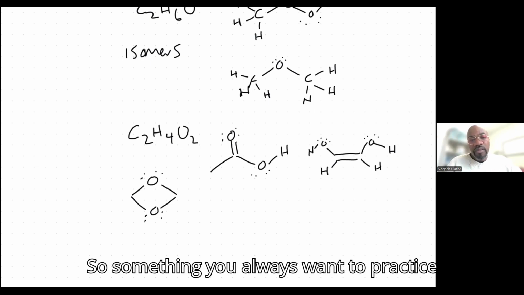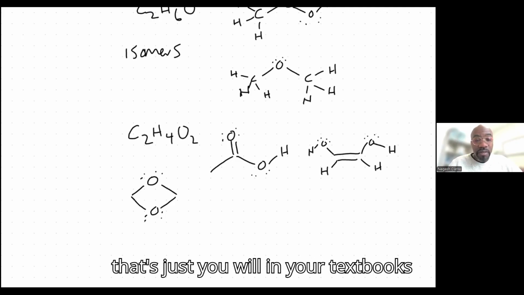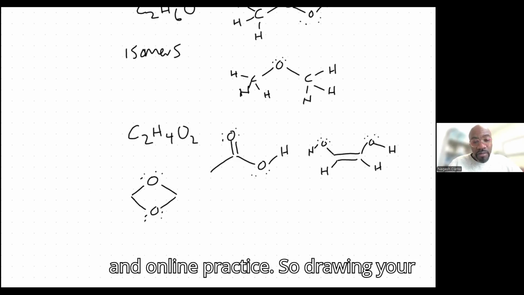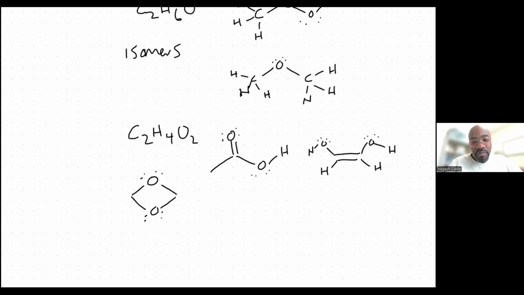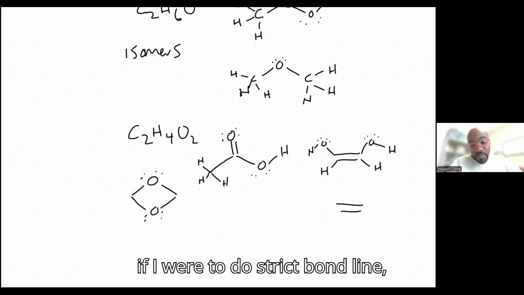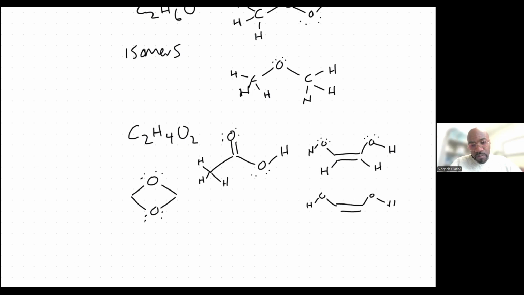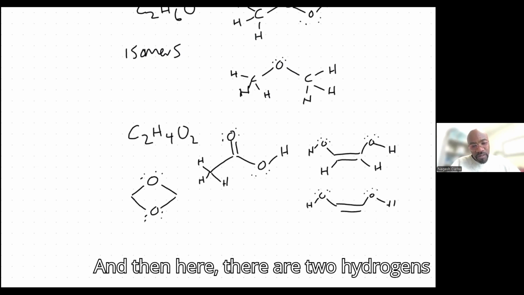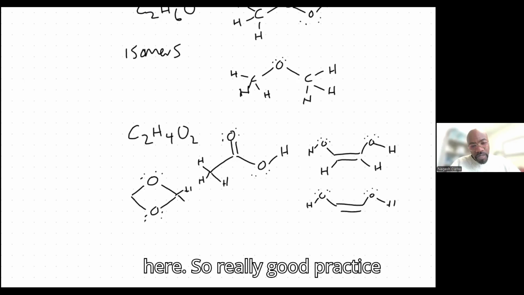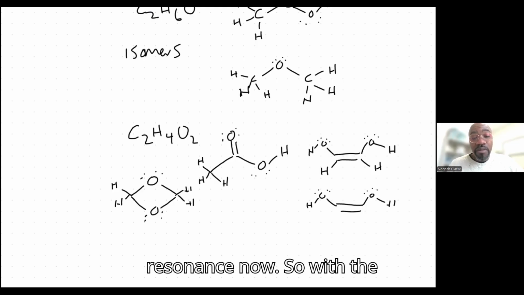Something you always want to practice when you're starting out with orgo is, if you see bond line structure in your textbooks and online practice, draw in your hydrogens so that you're clear what you're dealing with. So I drew the hydrogens here, but if I were to do strict bond line, there would be no hydrogens drawn in. And then here, there are two hydrogens here. So really good practice, draw your hydrogens in, especially as we move into resonance now.